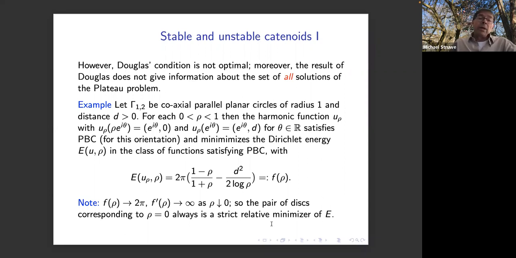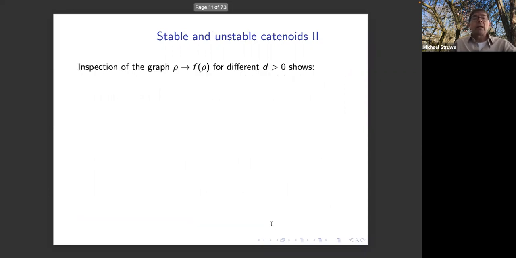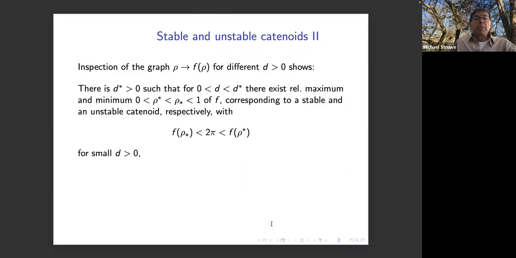Now, we'll see in the graphic that I'll show in a second that between 0 and d star, strictly between, there exist both a relative minimum and a relative maximum, rho upper star and rho lower star of the function f, that correspond to a stable catenoid minimal surface or an unstable catenoid, respectively.